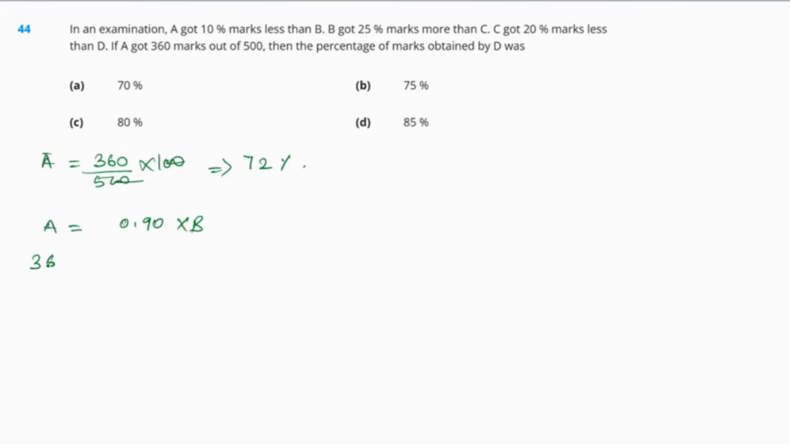And we know A scored 360, so if we do 360 divided by 0.9, we will be getting the score of B. So the score of B we are going to get as 400 marks. Okay. Now if we are going to calculate the marks of C, so C got 20% marks lesser than D. And B got 25% more than C. Okay, so B will be 125% of C. So B needs to be 1.25 times C. Okay, B is what? 400. So 400 divided by 1.25 we are going to do. So we will be getting the marks of C. So C is what? 320.